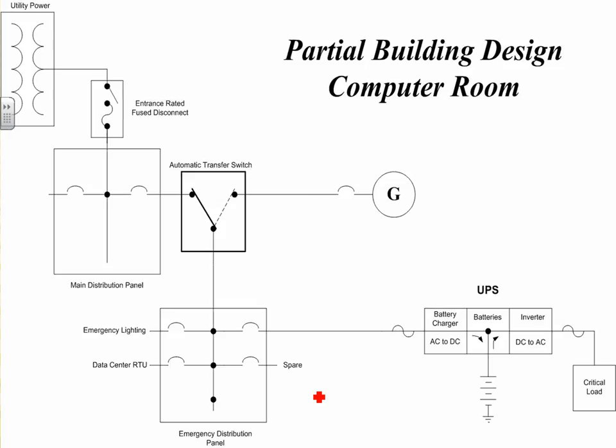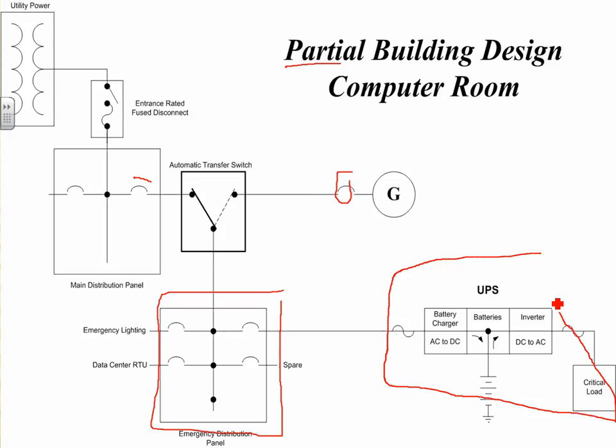So this is just a graphic here of a partial building, where you come from the generator, disconnect here, and feed an auto transfer switch that feeds your emergency system. In this case, that was actually not emergency, that was for the UPS. You put a UPS system on it here.